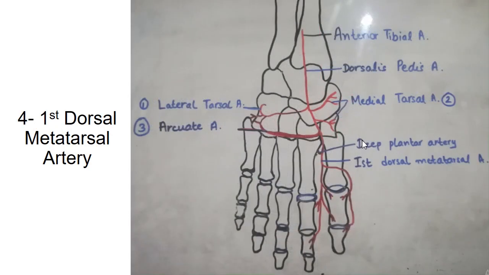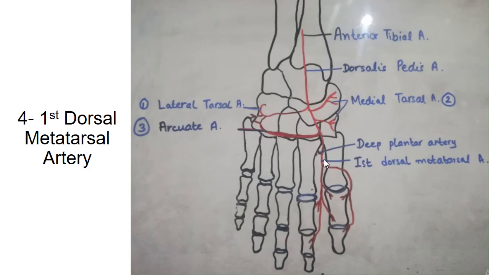Now the last branch of the dorsalis pedis artery is the first dorsal metatarsal artery. As I have already told you, when the dorsalis pedis artery reaches the proximal part of the first intermetatarsal space, it gives off its last branch, which is the first dorsal metatarsal artery, this one, and then it dips downwards into the sole of the foot as a deep plantar artery. This first dorsal metatarsal artery travels along the superficial surface of the first dorsal interosseous muscle.